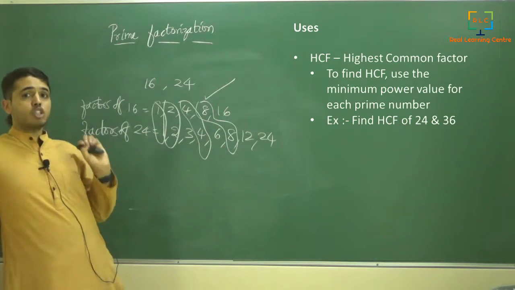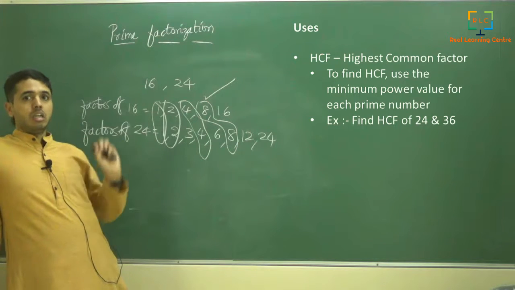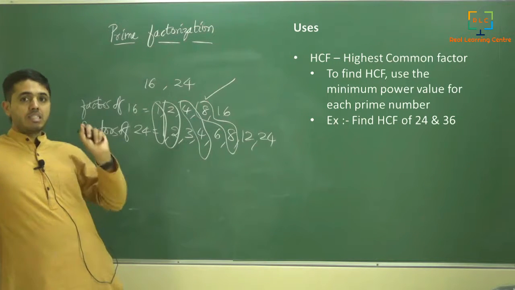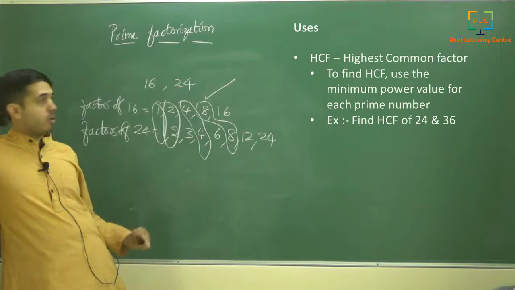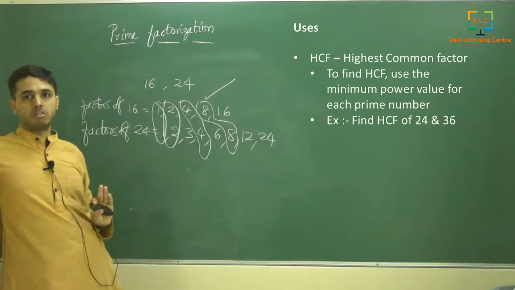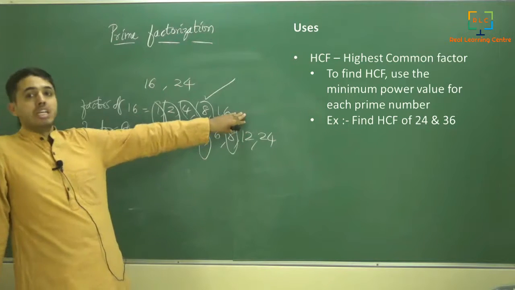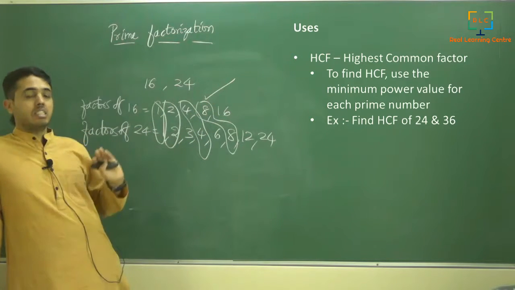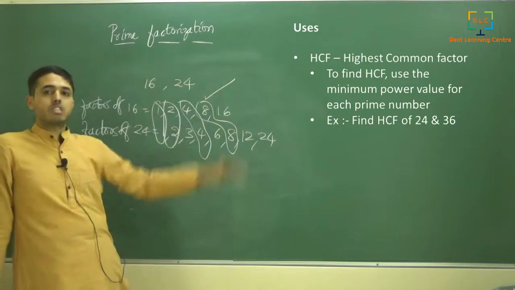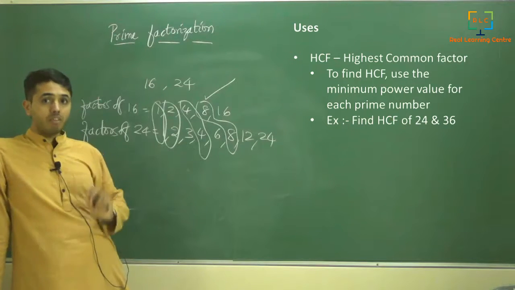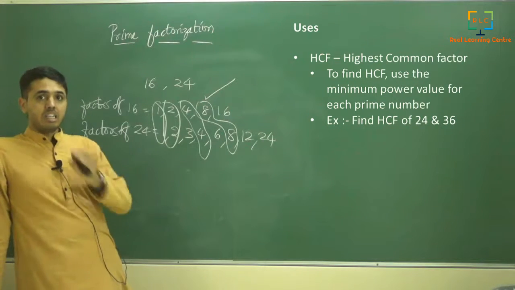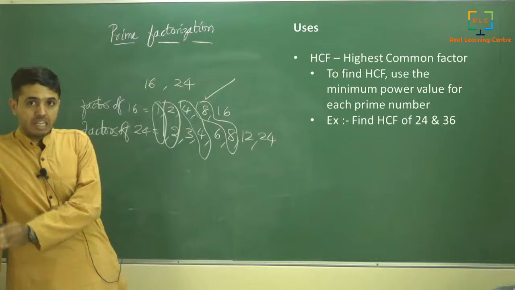So the highest common factor of given numbers is always less than or equal to the smaller of the given two numbers. So given two numbers 16 and 24, the smaller of them is 16. So the highest common factor is 8, which is smaller than 16. The highest common factor is always lesser than the least of the given numbers.